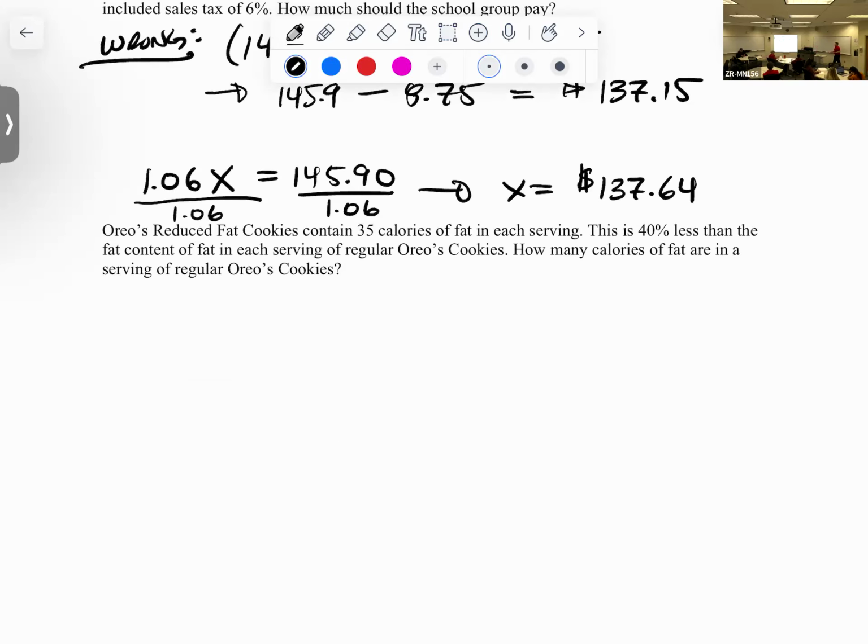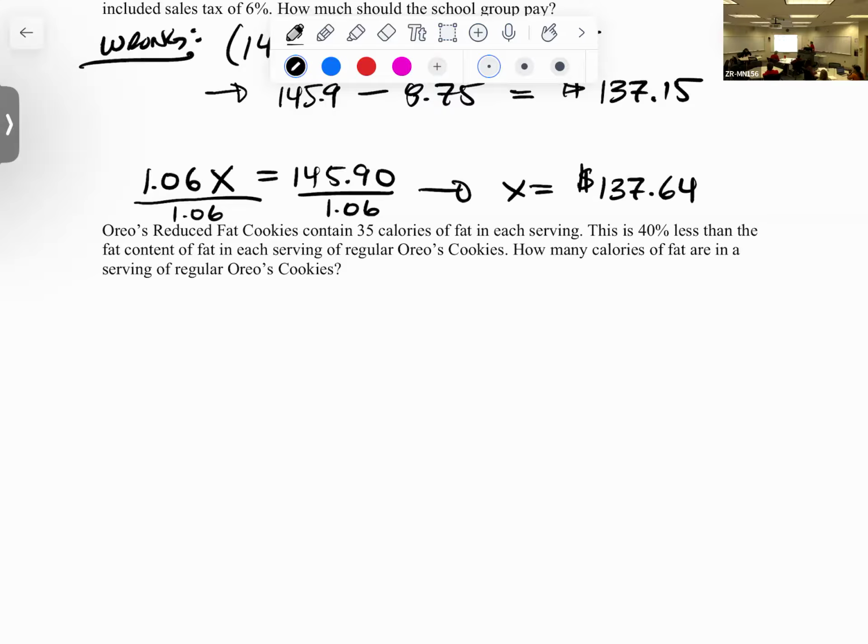Along those similar lines, and this is what I was talking about with percent increase, percent decrease, reduction, and things like less. Oreos reduced fat cookies contain 35 calories of fat in each serving. This is 40% less than the fat content in regular Oreos. How many calories of fat are in a regular serving of Oreo cookies? So this is once again 40% less. That means how much of the original is it? 60.